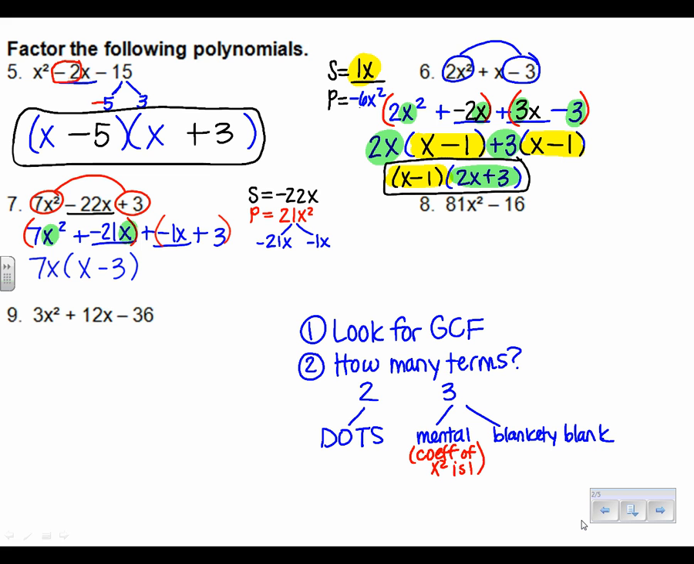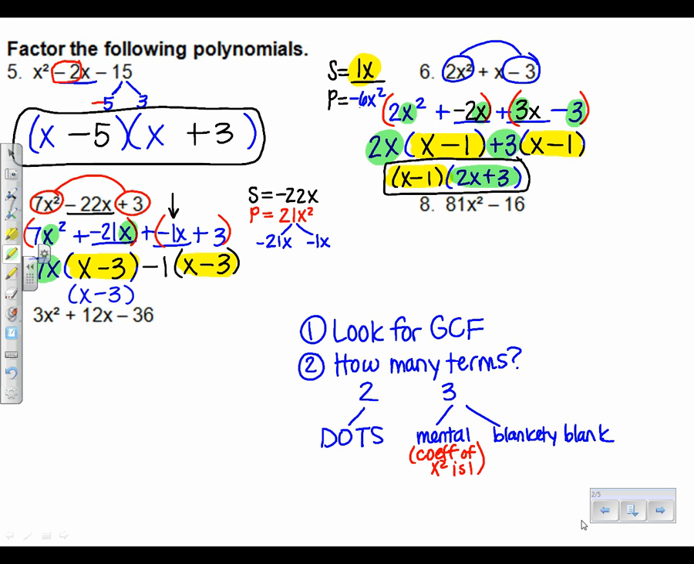Nothing's coming to mind. But I do see that this first term is negative, and I never want that. So I'm actually going to pull out a negative 1. Not just a negative, but a negative 1. And that leaves me with x minus 3. Notice again how the inside of my parentheses is the same. That is one of my factors, x minus 3, and the outside is my other factor, 7x minus 1. There is my answer.